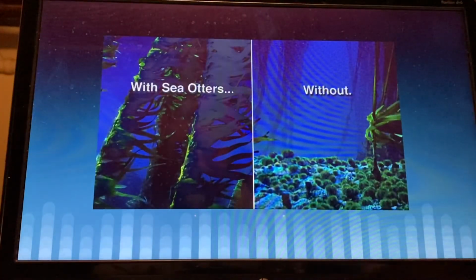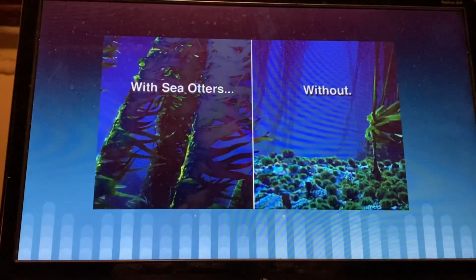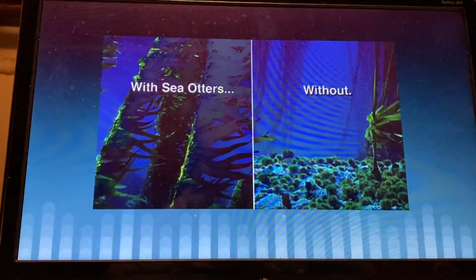And as you can see here, there are two simple pictures showing the ecosystem with and without sea otters. The one on the left, obviously, you can see has a ton of kelp and not really many sea urchins. And then without the otters, there's much less kelp, and you can see all the sea urchins.